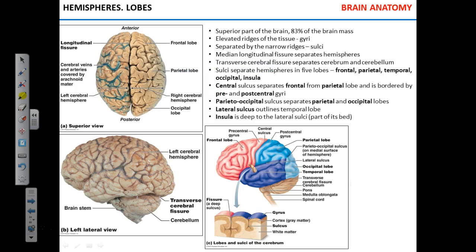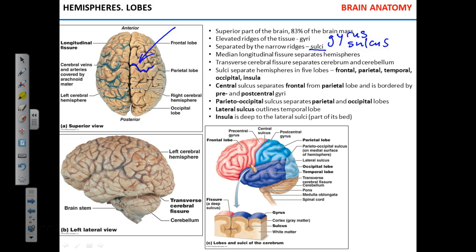So, the brain hemispheres. Hemispheres are like that light beige stuff, okay? Hemispheres are 83% of your brain by mass. If you look at these, you can see that the brain has elevated parts, the ridges. Ridges are called gyri. If you like Greek food, gyro and gyri come from the same root. Same origin, really. Gyri is the plural. Singular is gyrus. Gyri are separated by very narrow and deep crevices that are called sulci. And singular is sulcus.